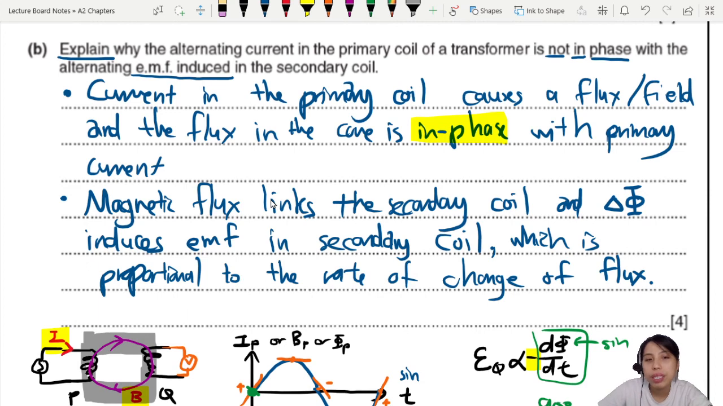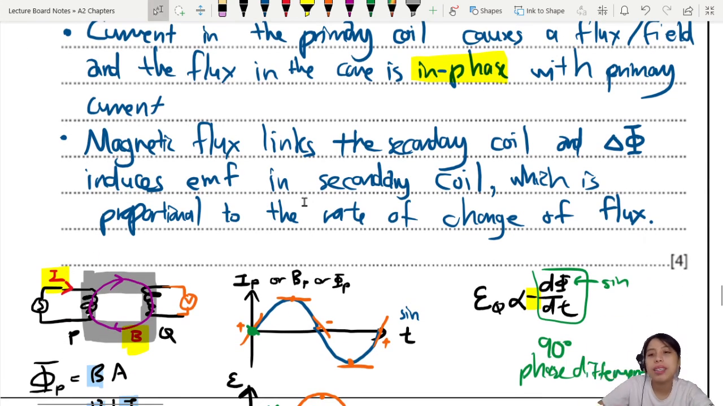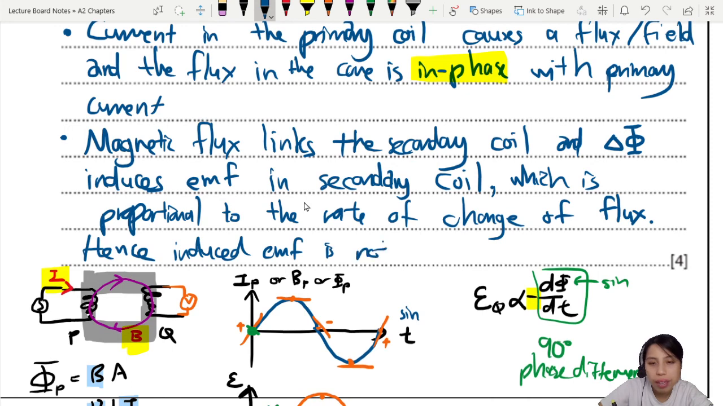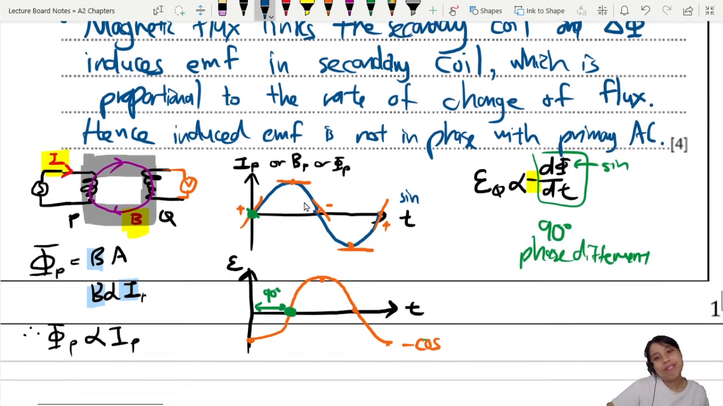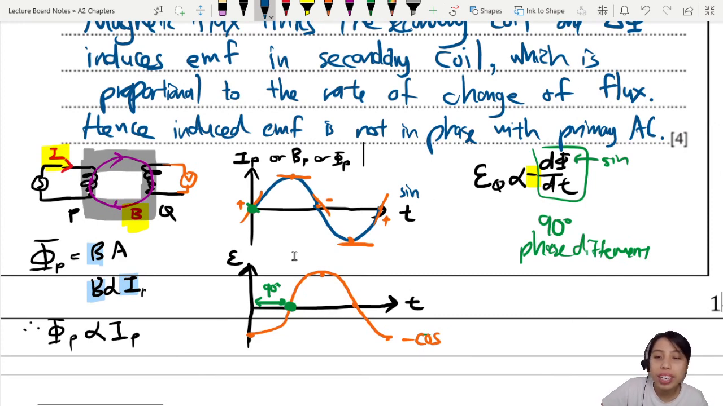And when you have a d phi dt of some kind of alternating curve, will be out of phase already, not in phase anymore. Hence, final sentence, induced EMF is not in phase with the primary current. Primary alternating current, no more space there. So alternating current generates the flux. The flux induces EMF, and the EMF is not in phase with the flux. Because you're looking at the rate of change. So think of gradient lah.